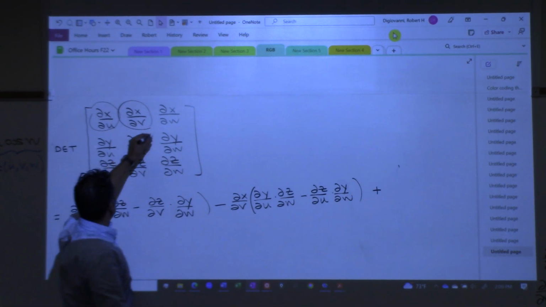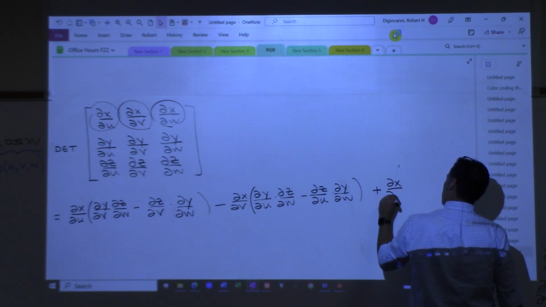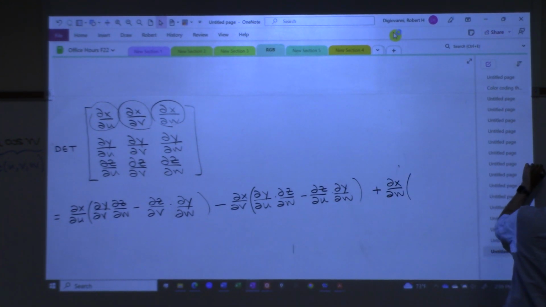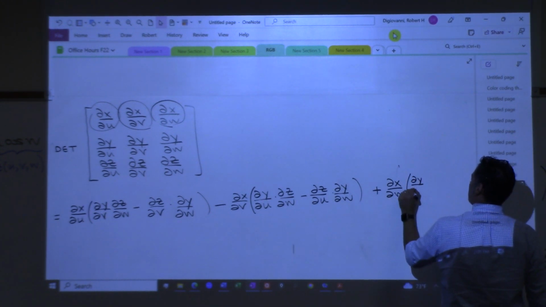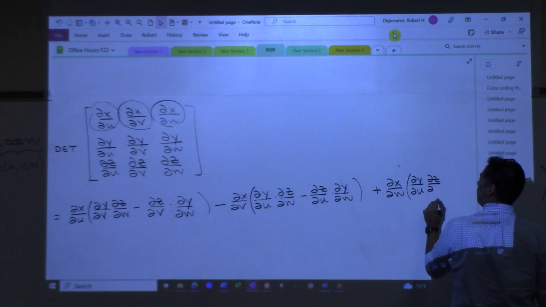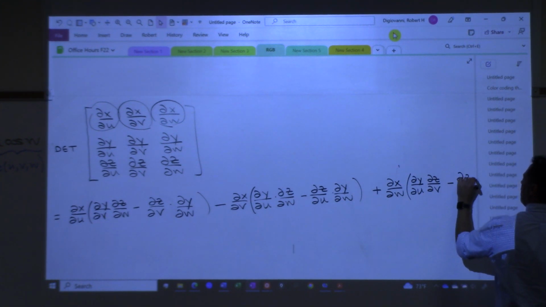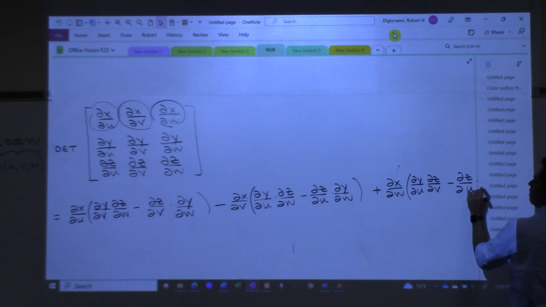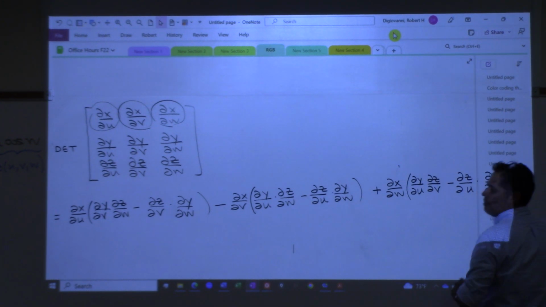I'll start it. Okay, partial x with respect to w. And then the determinant, so partial y with respect to u, partial z with respect to v, minus partial z with respect to u, partial y with respect to v. I think we've got it. I think we got it all here.